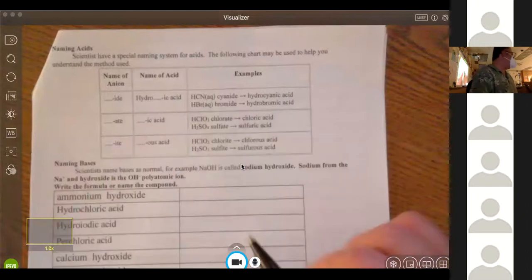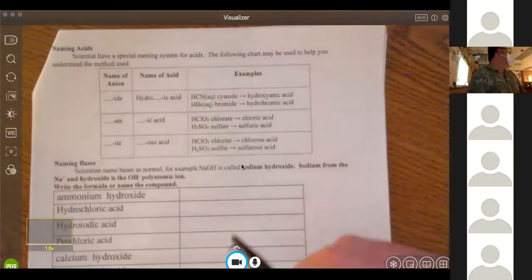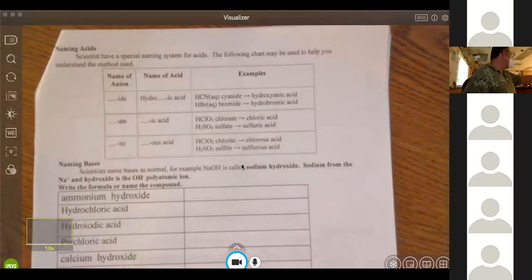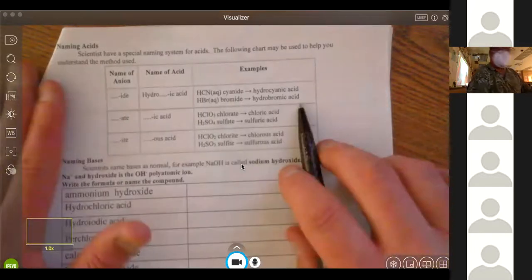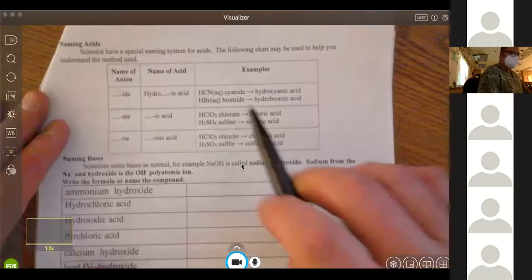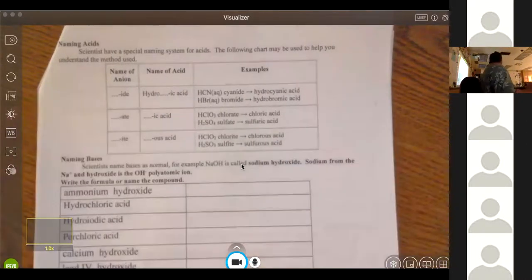HBr, HCl, H2S. These do not have oxygens as well, so HCl is called hydrochloric acid. H2S would be called hydrosulfuric acid, and this is hydrobromic acid. HI, very hard to say. Hydroiodic acid, good, good. So those are the ones that do not have the oxygen. Good.